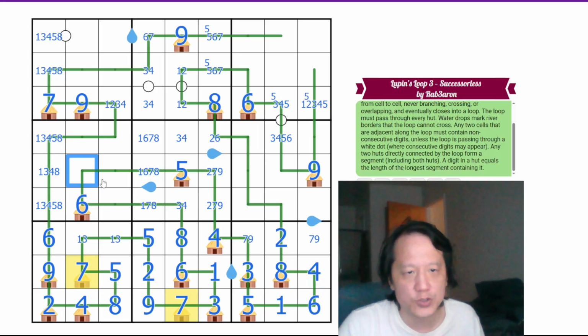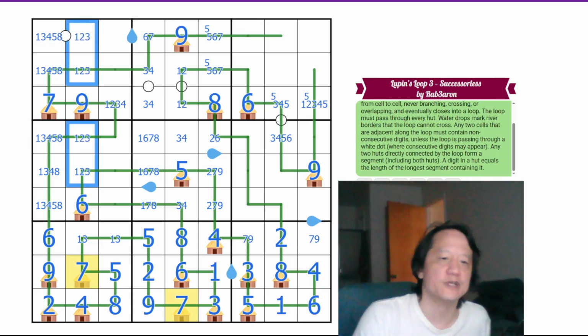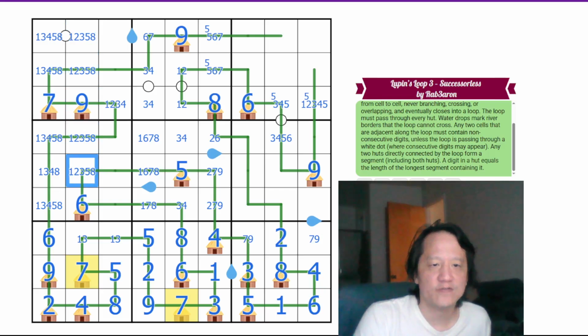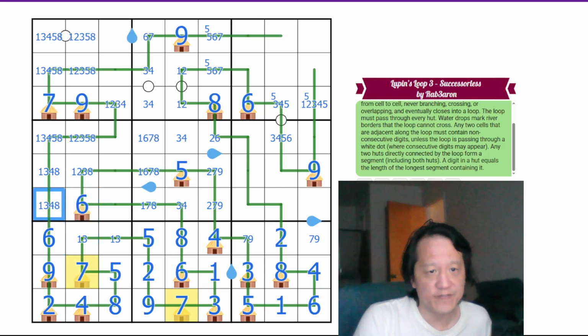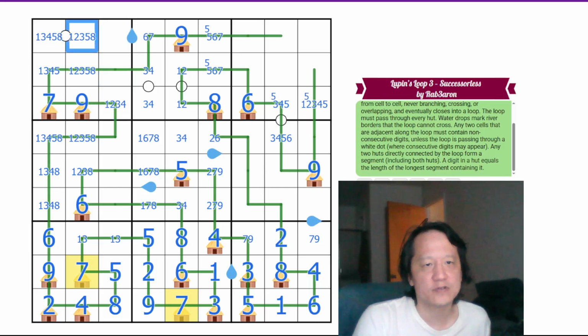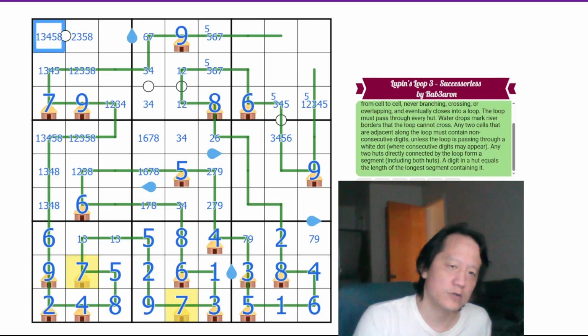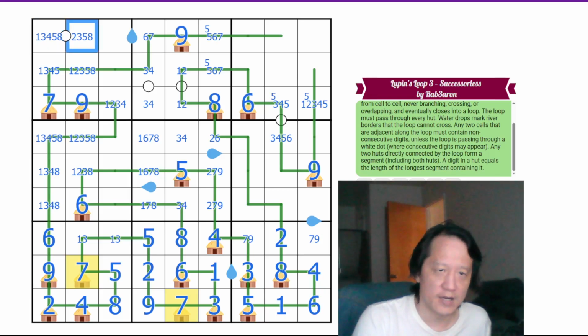Remaining digits of column 2, we have 1, 2, 3, 5, and 8. 5 can't be here because of 5 in the row. This digit cannot be 5, that's consecutive with 6. This can't be 8, it's consecutive with 7. These digits are consecutive, so we cannot have a 1 here, that can't be 2 there. 1 and 2, 2 and 3, 3 and 4, 4 and 5. This can't be 5, that's not consecutive with 4 or 6 there.